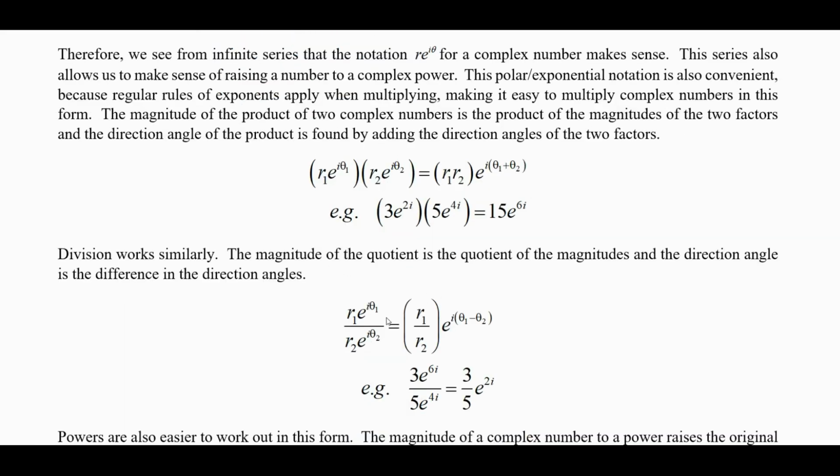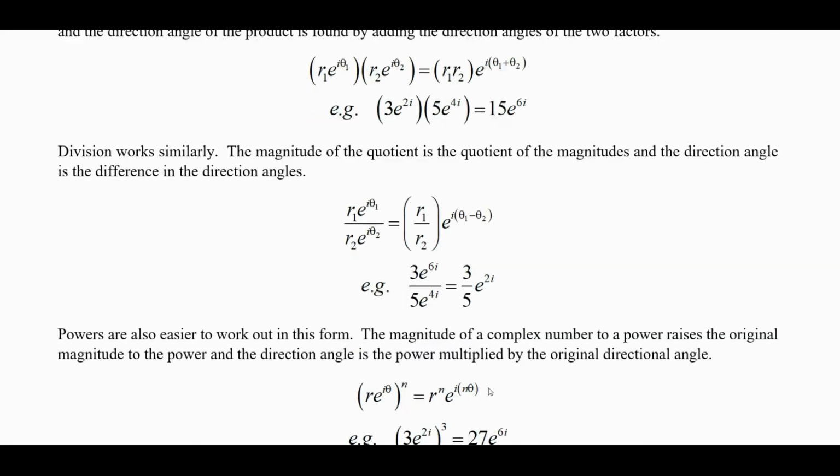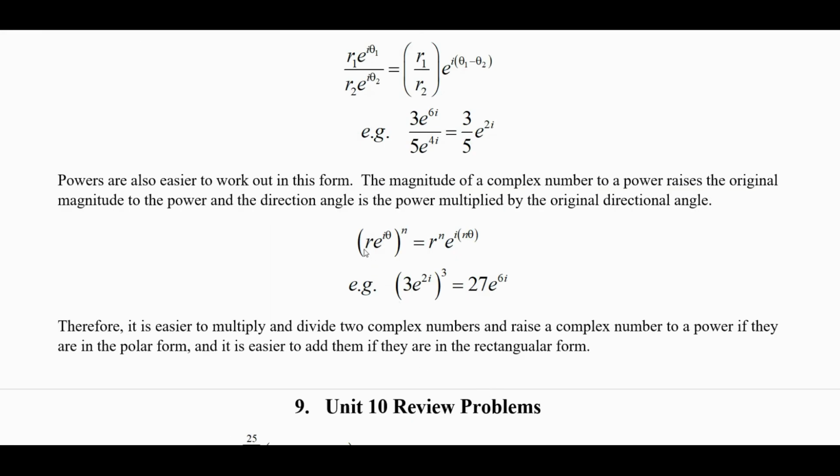And division works very similarly. If you have r1 e to the i theta 1 and r2 e to the i theta 2, and you're dividing, then the magnitude is just found by dividing the magnitudes, r1 divided by r2, and the angle is found by subtracting the angles, e to the i theta 1 minus theta 2. So 3 e to the 6i over 5 e to the 4i is 3/5 times e to the 6i minus 4i, which is 2i.